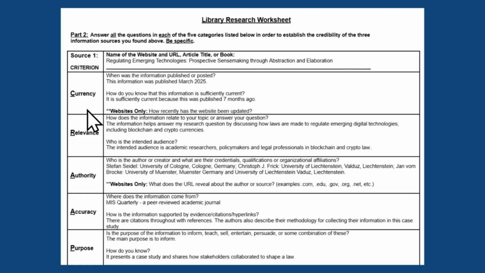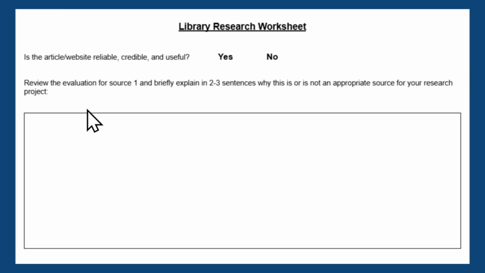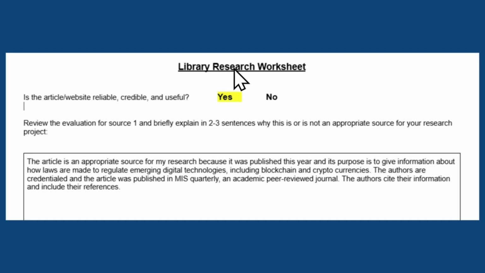Now that we have completed the evaluation tool, we have a good idea as to whether or not a source is credible and appropriate for our research. So finally, you're going to briefly explain why you are or you are not using the source for your project. As you see here, I chose yes, the article is reliable, credible, and useful. Then I explained why based on the evaluation tool. You will continue to use this worksheet for a total of 3 sources.